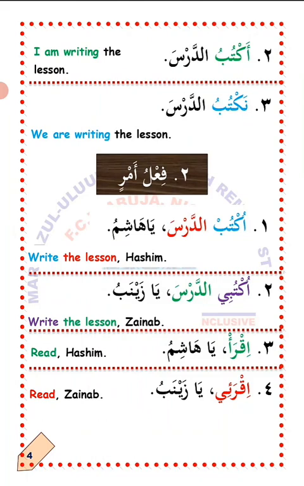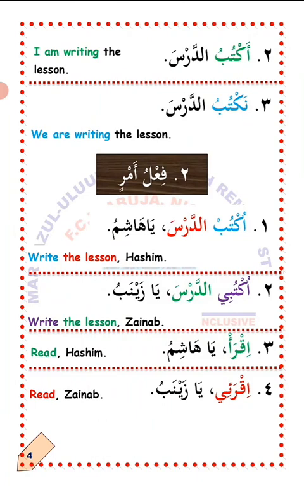Thalatha, number 3. Naktubu darsa, we are writing the lesson. So you may ask me, you told us that any name that appears after a verb in Arabic, the last letter must take Dhamma. The question is, who is the doer? The name we are talking about must be the doer of the action.